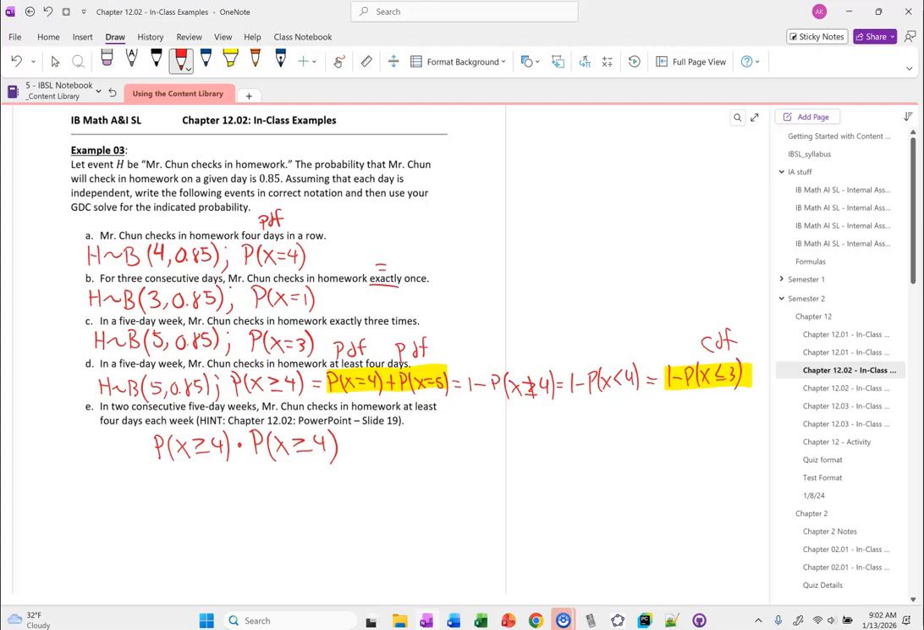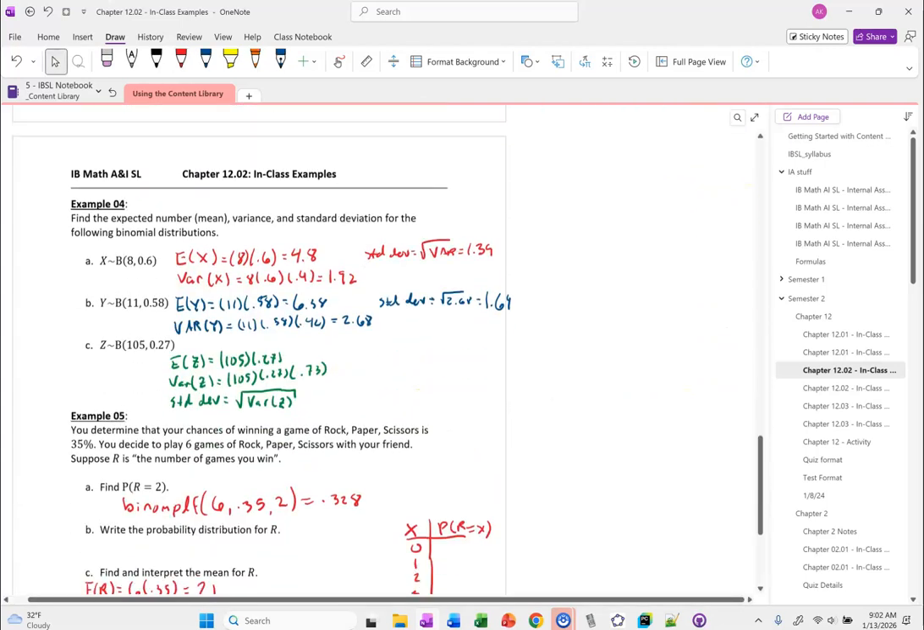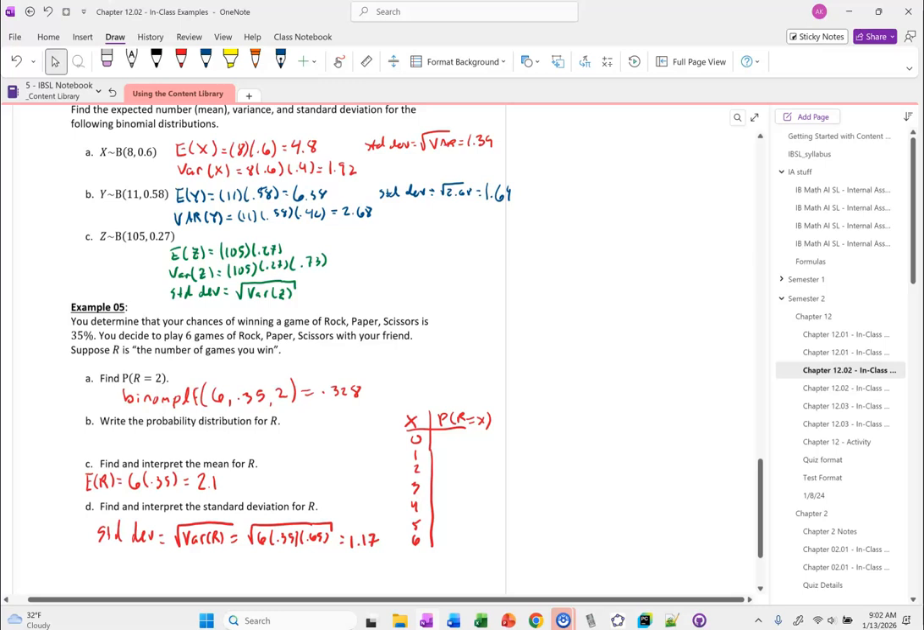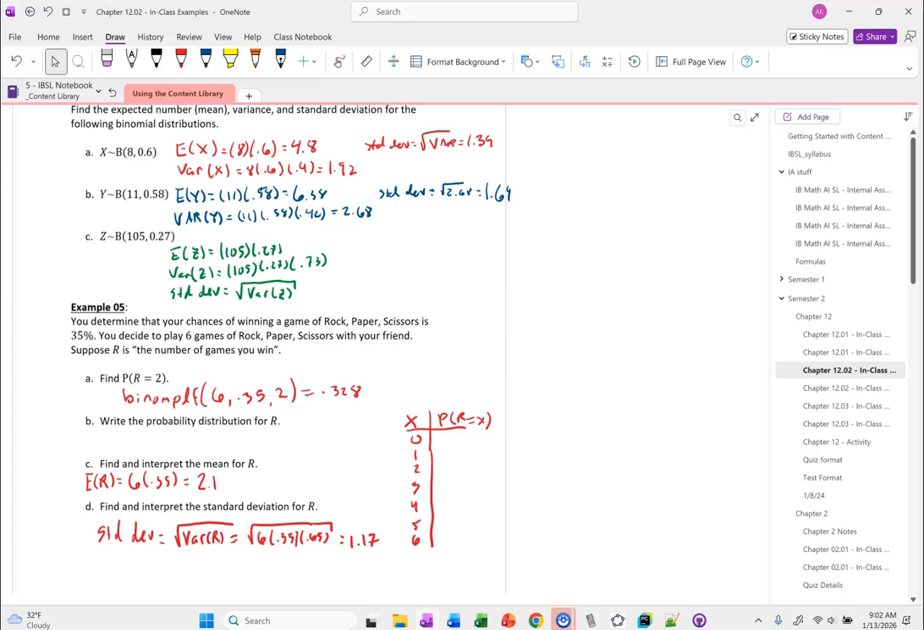Yes. I think we're just about out of time here. There's one last page where we're just calculating variances and standard deviations and expectations and stuff. It's just kind of using the formula. I don't think it's that big of a deal.